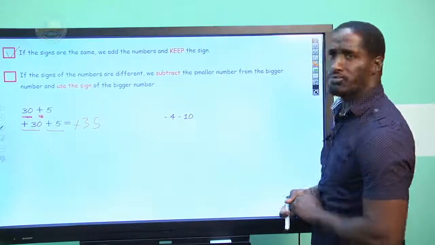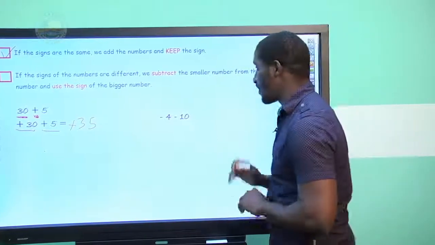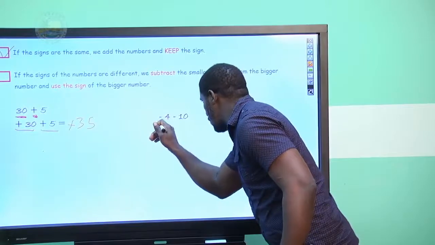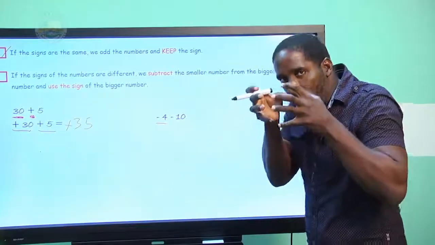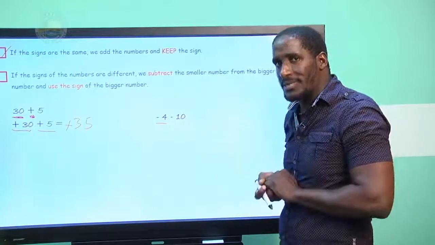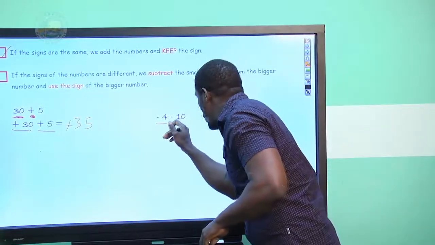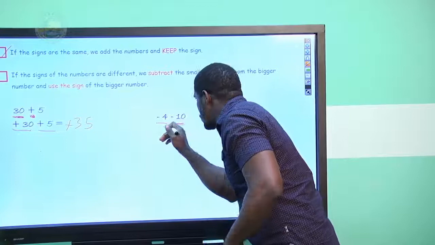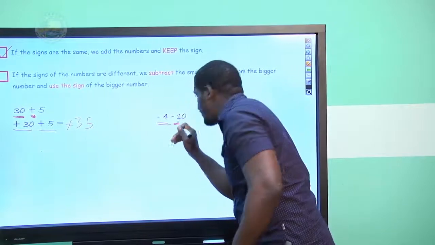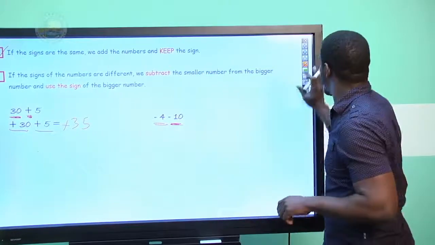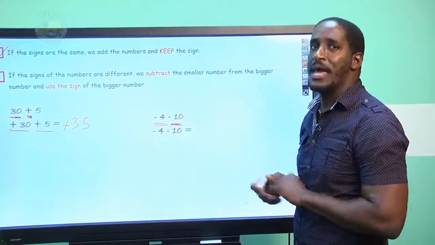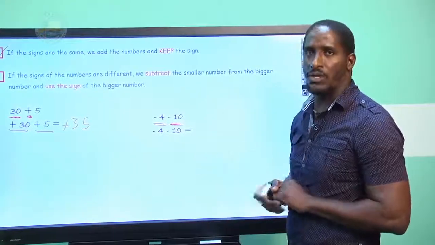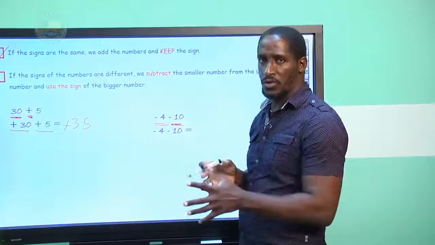Negative 4 subtract 10. The sign on the 4 is negative. Recall that the operation between the two numbers is the sign that goes with the number that comes after. So this is negative 4, negative 10. Which of these rules apply? Remember, in stating the rules, we must state the operation that goes with these rules.